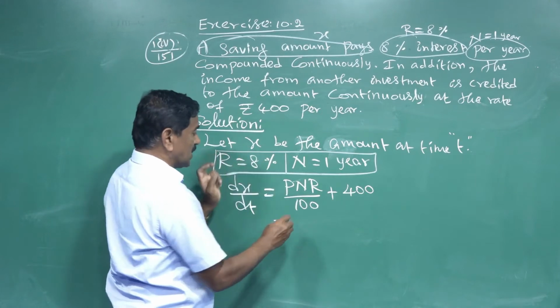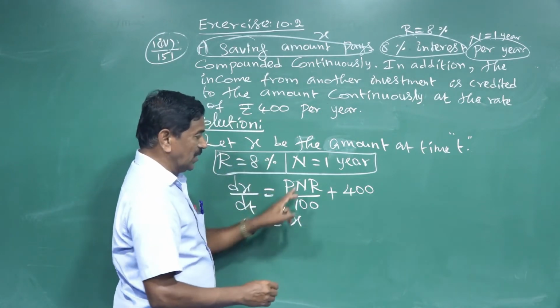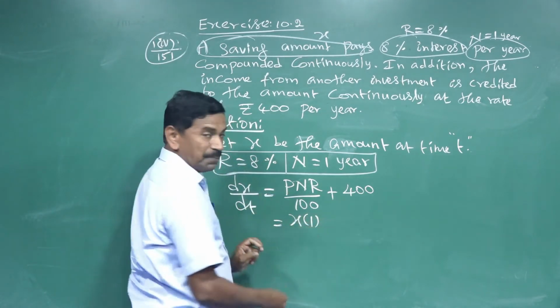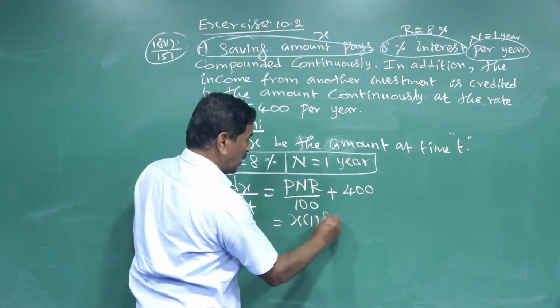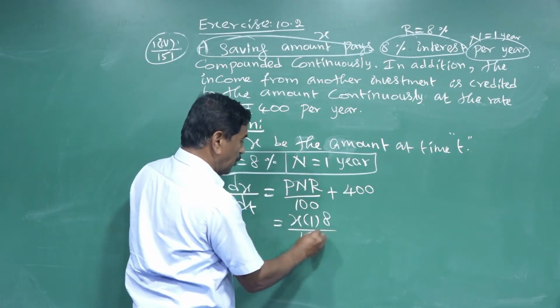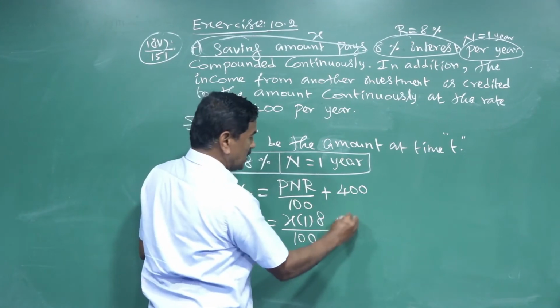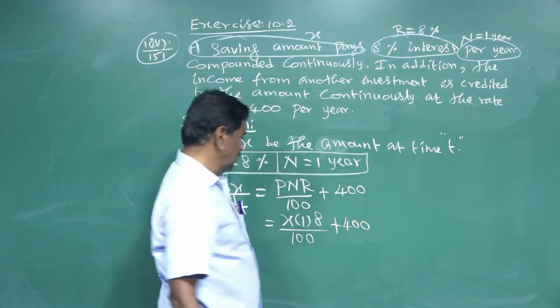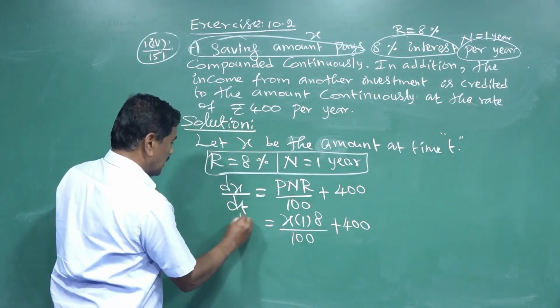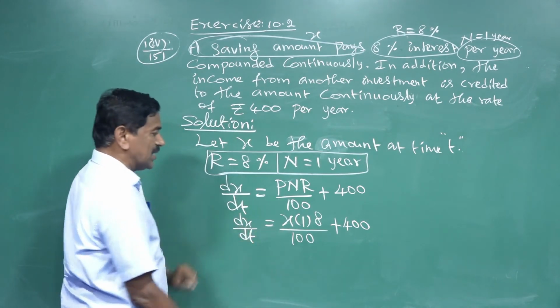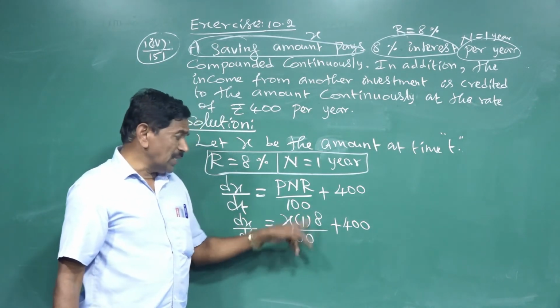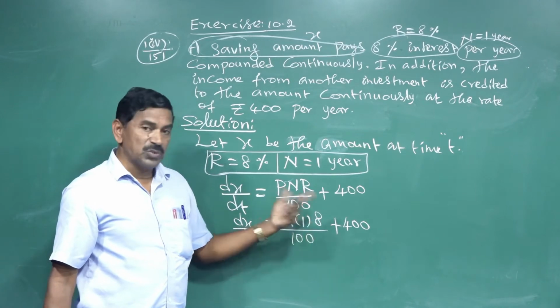Let P is equal to X. Principal equal to X. N is equal to 1 year. Rate of interest R is equal to 8%, therefore 8 by 100. So plus 400, that's all. Whose left hand side is the same dx by dt. Now next step. And the answer may be this stage itself, otherwise one can simplify.